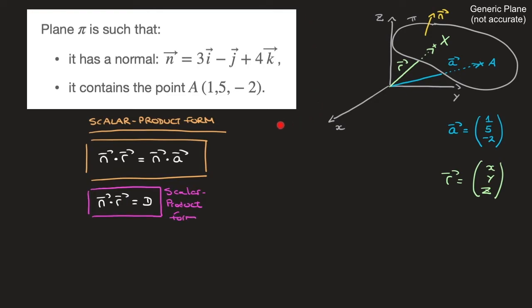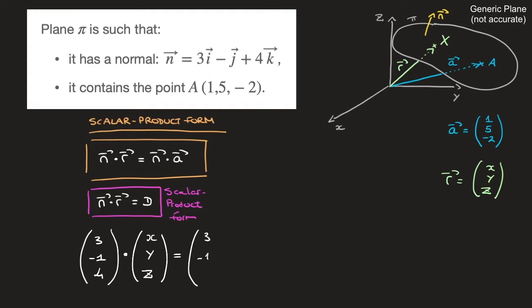So for the plane pi that we have here, let's go ahead and replace the vector n, the vector r, and the vector a by the vectors we've defined here. Well, let's see. As a column vector, the vector n would be 3, negative 1, 4. And so we're calculating the dot product with the vector r, which remember is x, y, z. And that's equal to the dot product of the normal vector, so that's 3, negative 1, 4 again, and the vector a, whose components are right here. That's the vector 1, 5, negative 2. And I'll quickly copy that. That's 1, 5, negative 2.